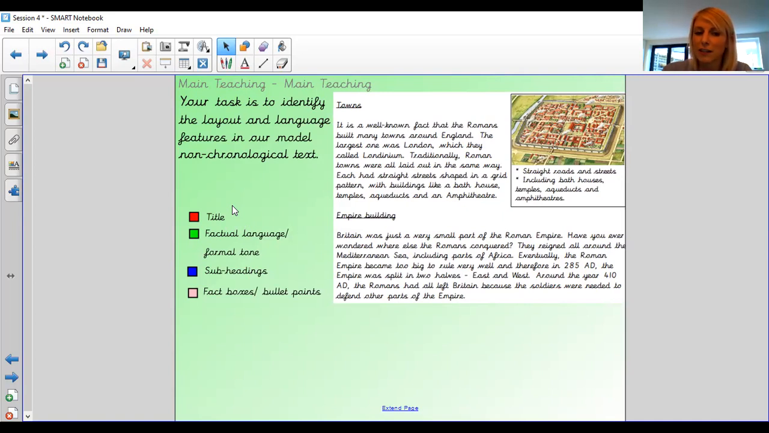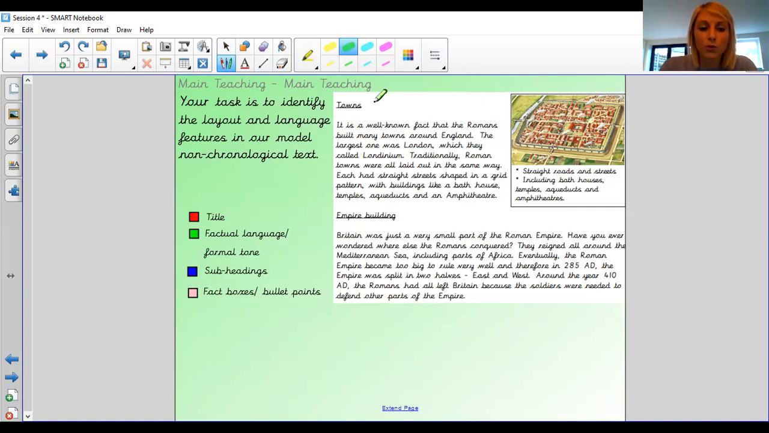I haven't got it on this extract, so I won't actually need to highlight the title here. What about factual language and formal tone then? We're definitely going to have some of that, aren't we? So let me find my green highlighter. Again, if you haven't got highlighters, don't worry, you can just use crayons or gel pens or colour pencils, whatever you've got, okay? So let's have a look.